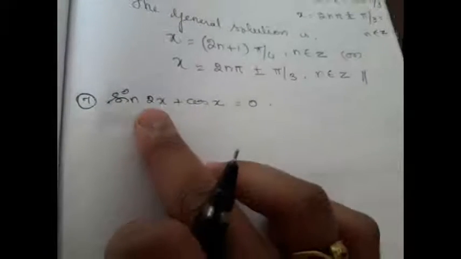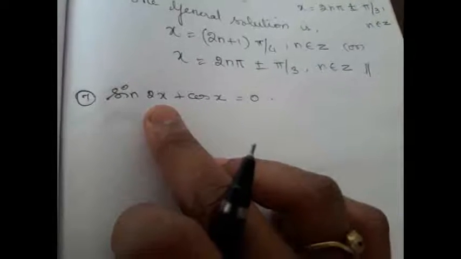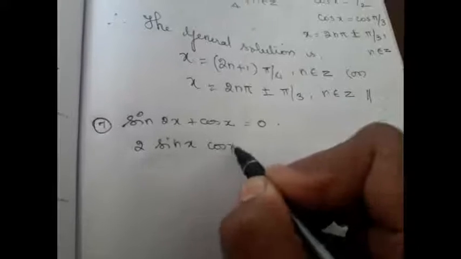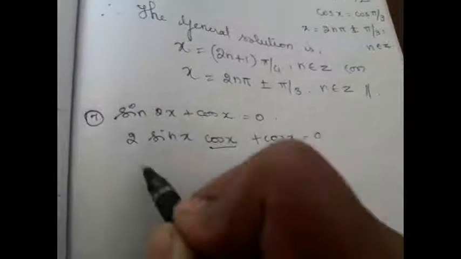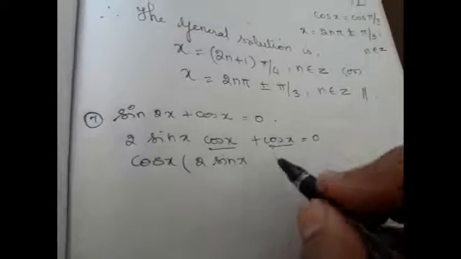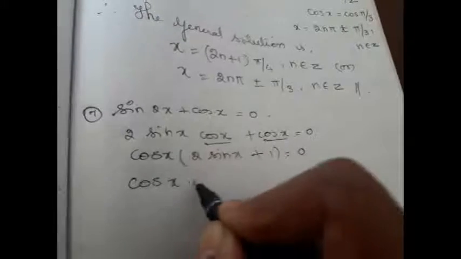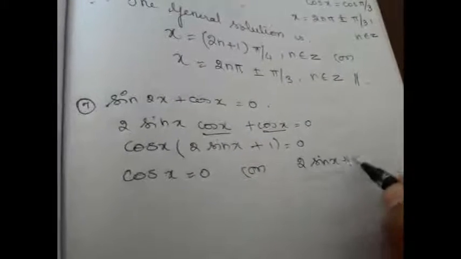Sin 2x plus cos x. See, this is a combination of sin and cos. So first it is double angle, so first reduce it into a single angle. We know what is sin 2x formula. What is sin 2x? 2 sin x cos x plus cos x equal to 0. Now we got cos x, so take cos x common. So what is left out? 2 sin x plus 1 equal to 0. When this is possible, either cos x equal to 0 or 2 sin x plus 1 equal to 0.